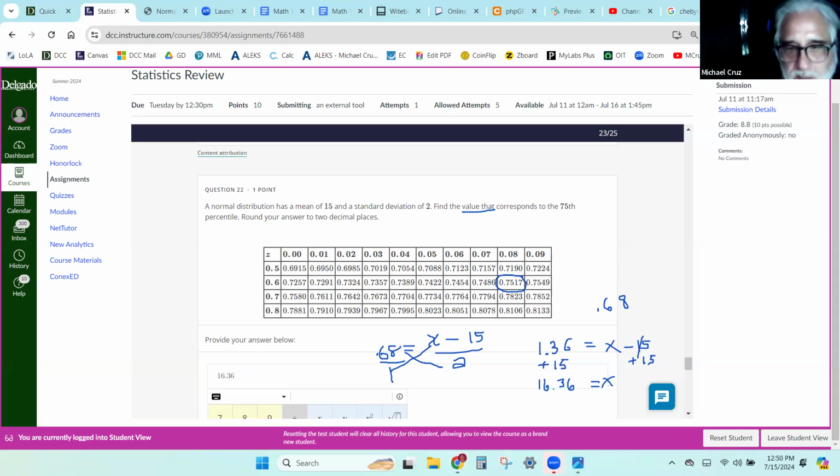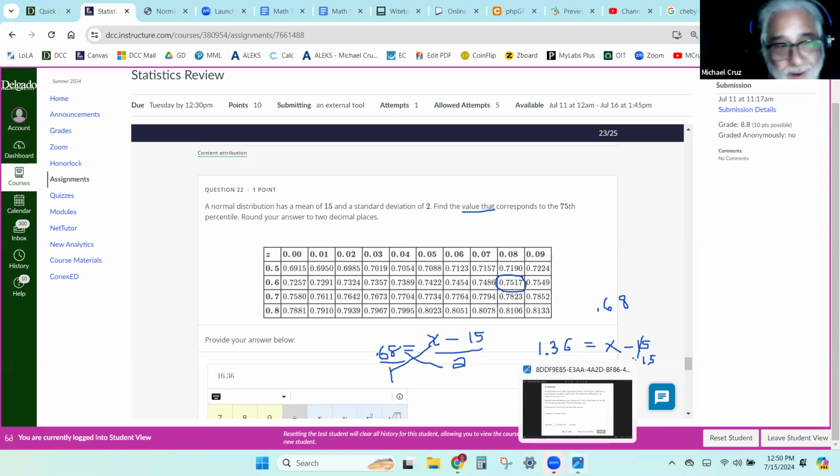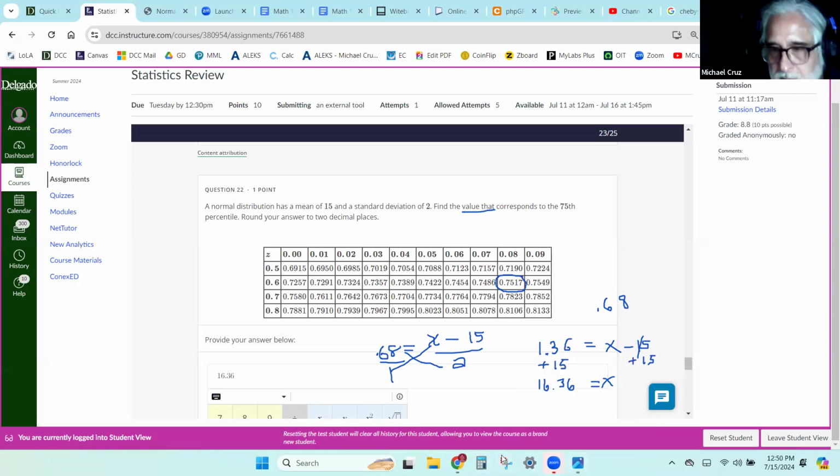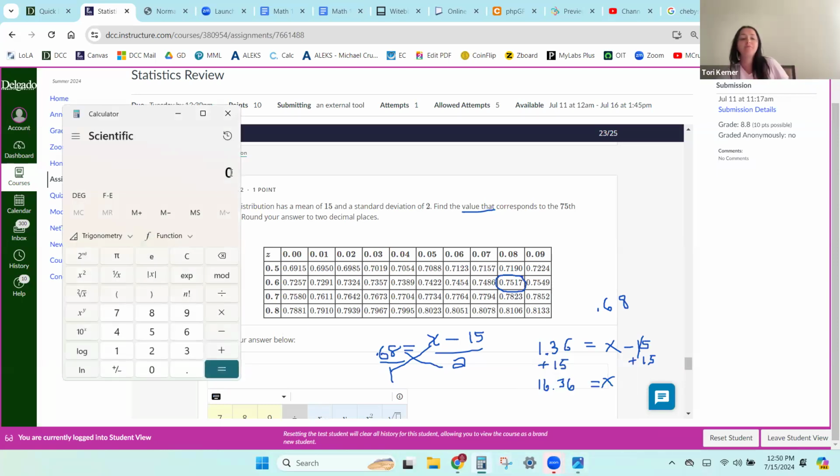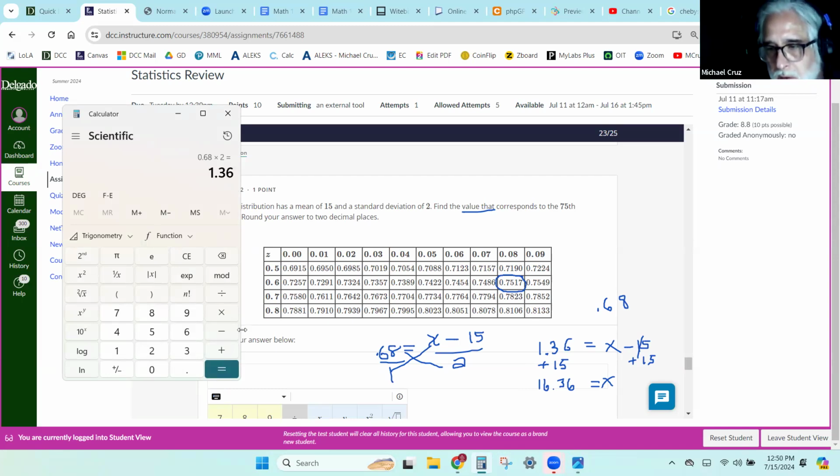Let me just see. It may not be that accurate, in other words, it may give you some leeway, okay? Okay, so 0.68 times 2, and then we're adding 15.